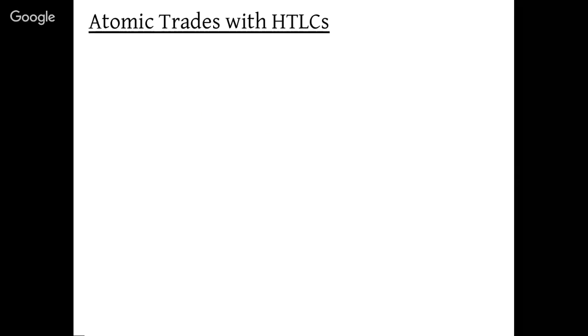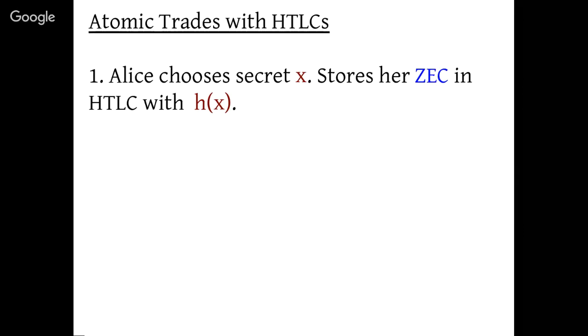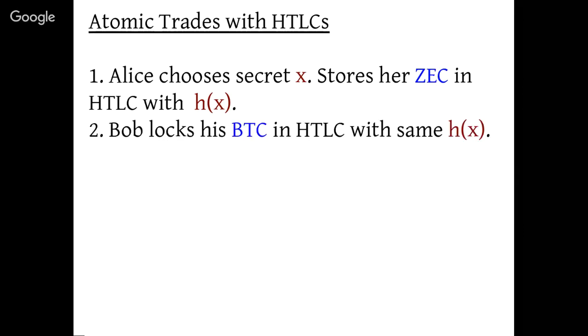All right, so now the question is, how do we do such an atomic trade using these types of contracts? The idea is that Alice will choose some secret X, and then she will put her, say, Zcash coins in the contract and publish the hash of X in the contract. So only she knows X. Now Bob sees that Alice has locked her Zcash in this way, so he's going to lock his Bitcoin with the same hash value.